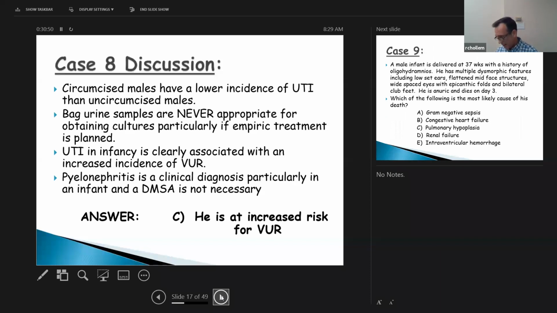Yeah. No, it means that the likelihood that he has reflux is greater than if he had never presented with UTI.